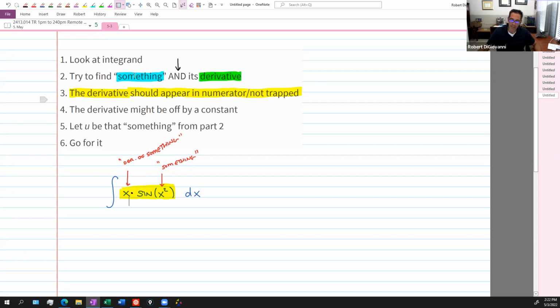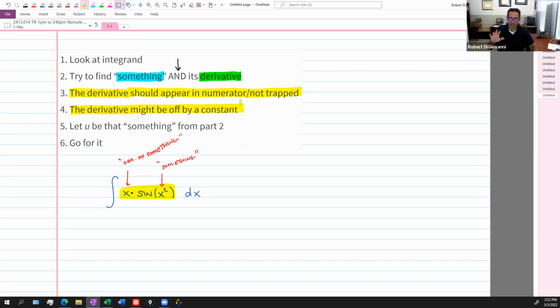So far I've looked for something, x squared. I've seen its derivative, kind of, x. It's 2x actually, but I have an x. That x is in the numerator. The derivative might be off by a constant. Oh, okay, good. It is off by a constant, right? Like the derivative is 2x, I have x, I'm off by 2. That's okay. It's okay to be off, all right? If those things happen, then you're gonna make a substitution.